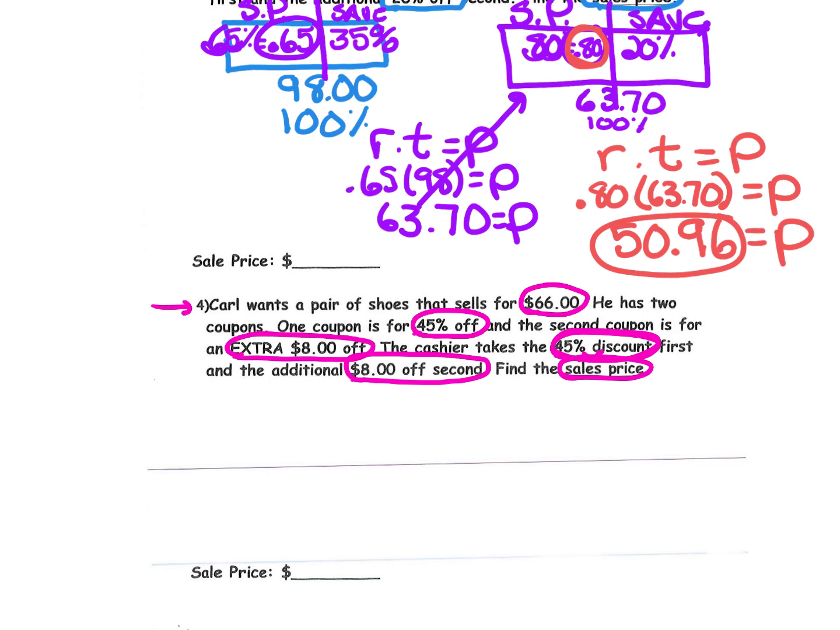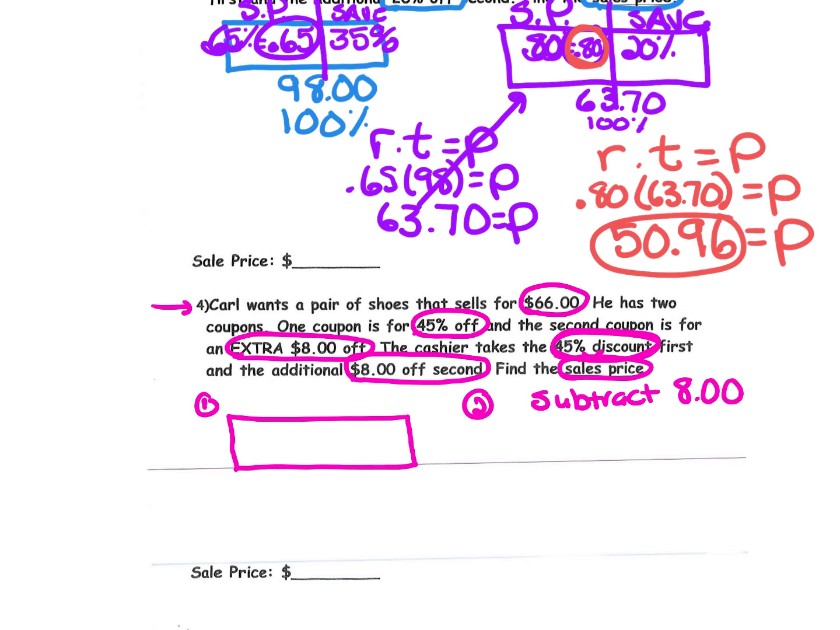What is the final sale price? So in this case, you will only need one tape diagram for the first discount, but for the second discount, all you need to do is subtract $8 right off the sale price. You can complete this problem on your own. Let's turn to page 3.